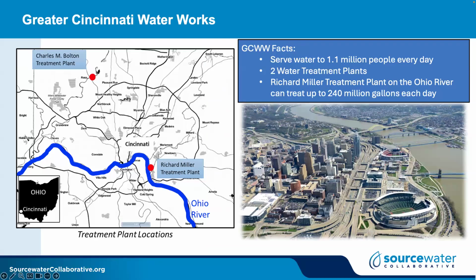We have two water treatment plants, a groundwater plant, which is located northwest of downtown Cincinnati. It's called the Charles M. Bolton Treatment Plant. It comprises a 40 million gallon a day groundwater plant that comprises about 12% of our daily production. And then we have our older, much larger plant, the Richard Miller Treatment Plant, located southeast of downtown Cincinnati. It's a 240 million gallon per day surface water plant, and the source water for that facility is, like Erica's Huntington plant, the Ohio River. Together we serve water to about 1.1 million people every day.